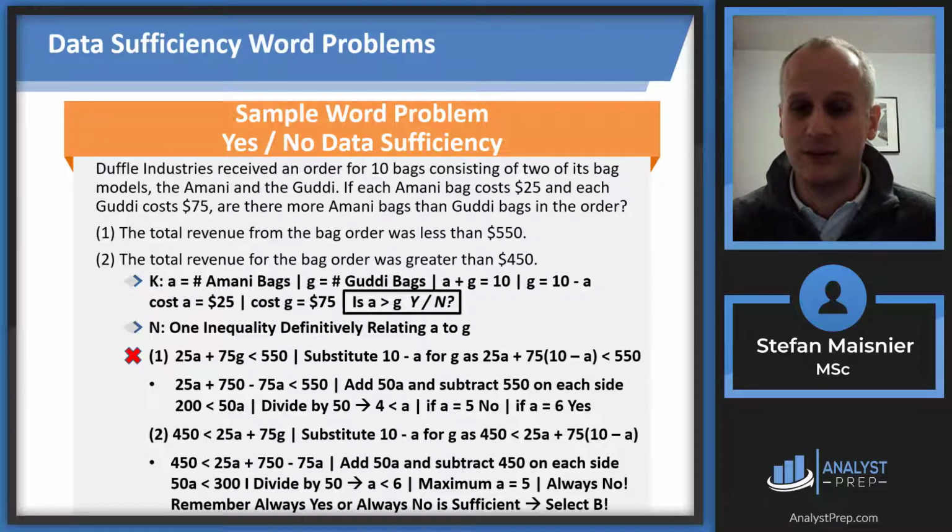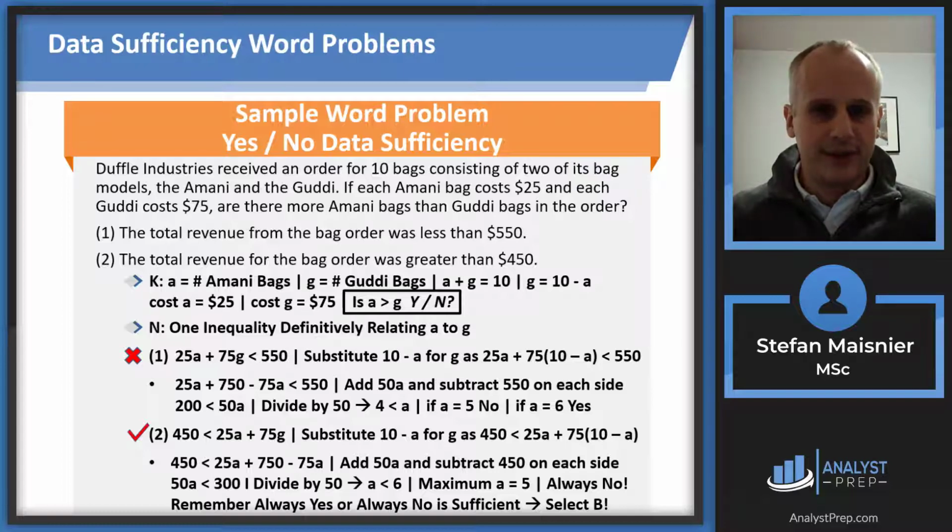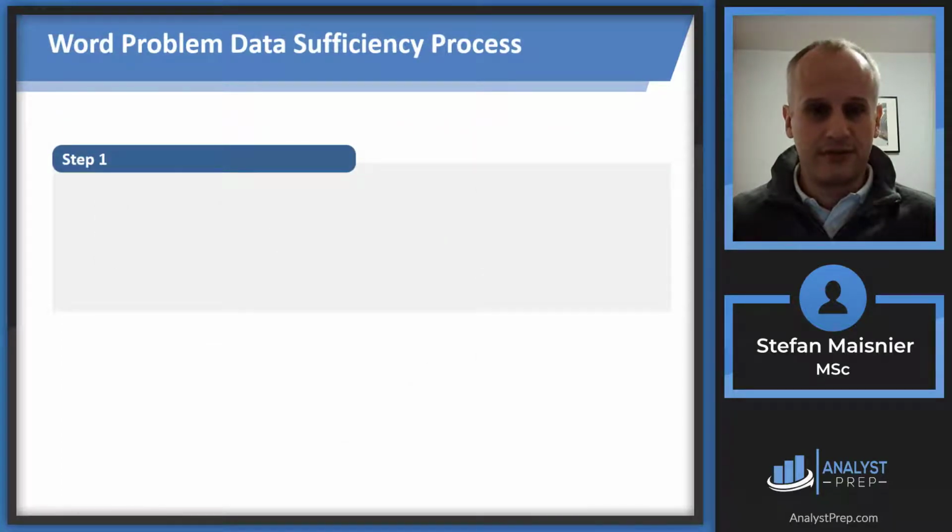So because we've determined that the answer is always no, there are not more Amani bags than goodie bags in this order, we would select choice B, and that would be our answer. So, as always with data sufficiencies, our process is going to be very consistent.